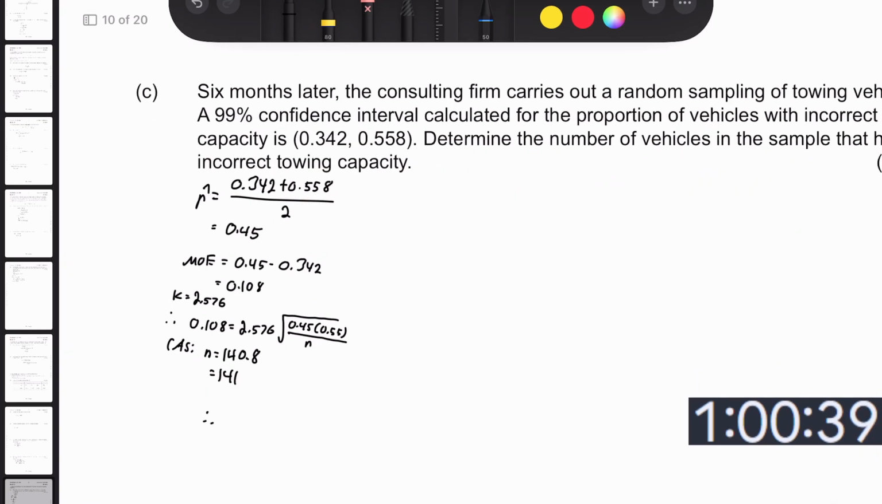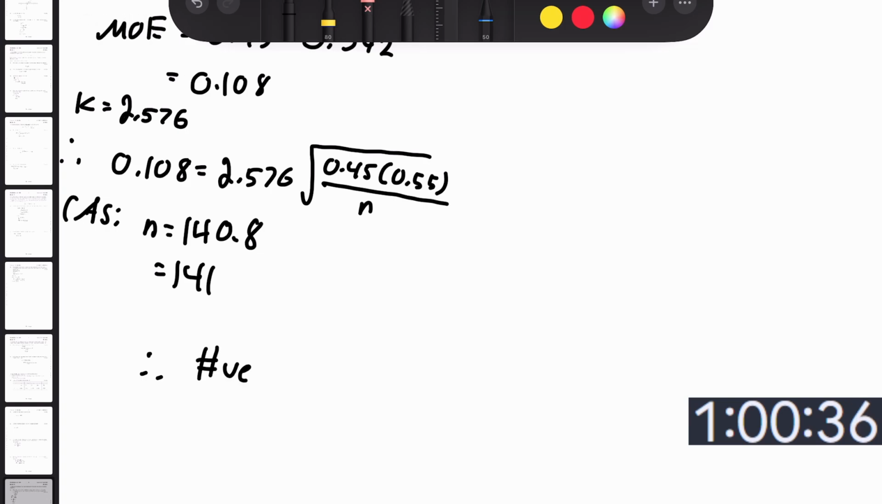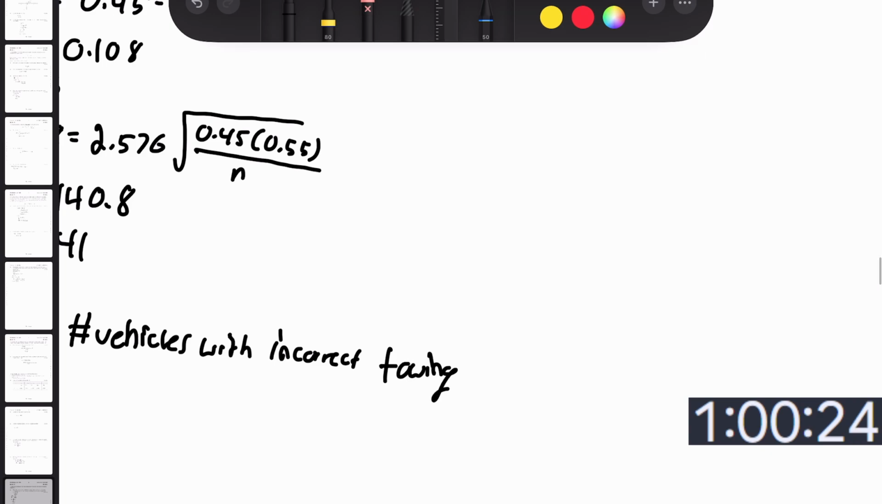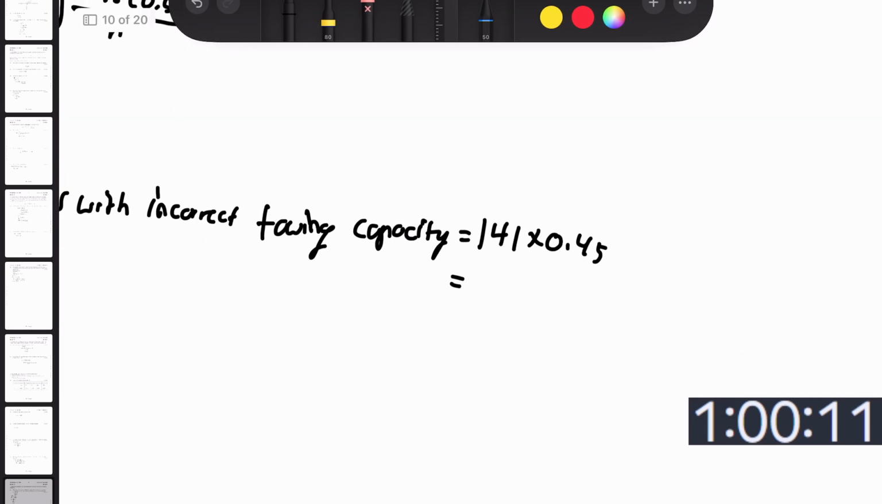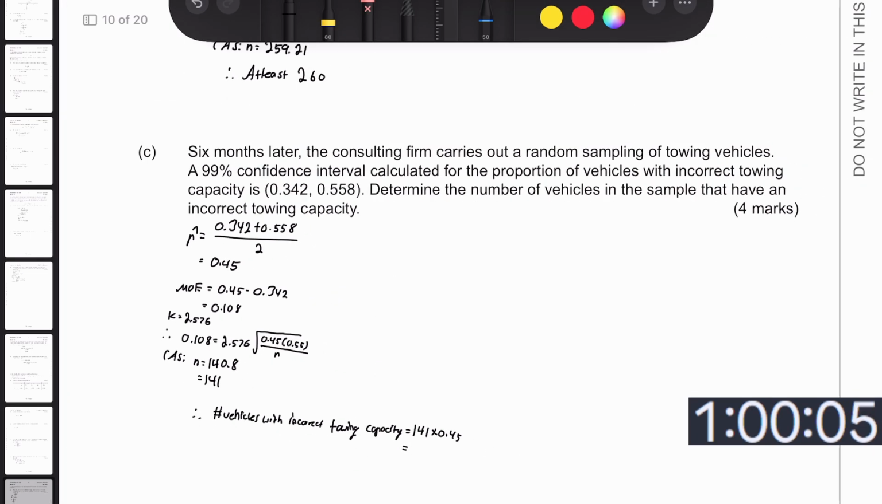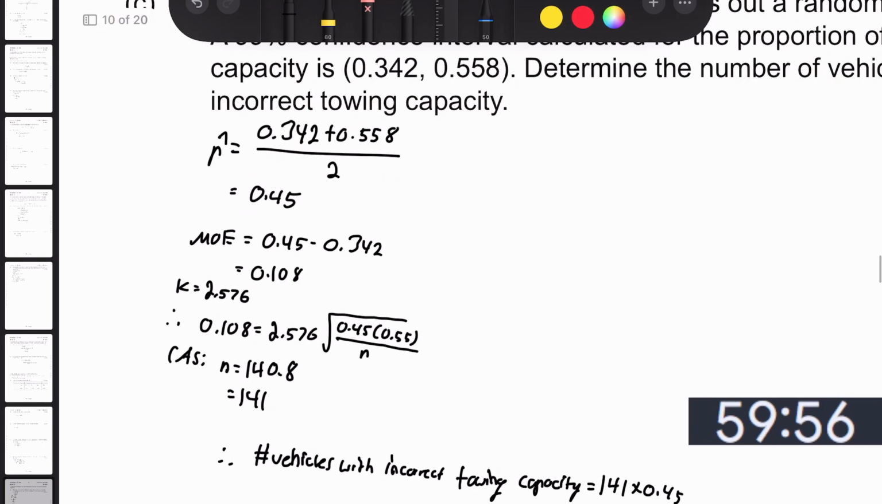Therefore, the number of vehicles with incorrect towing capacity is equal to 141 times 0.45. Why is that a weird number? Okay, 63.45, that's not very nice. 342 plus 558 divided by 2, 450.